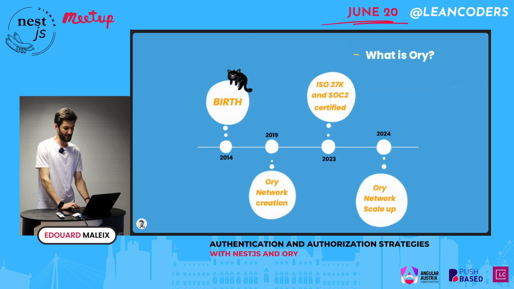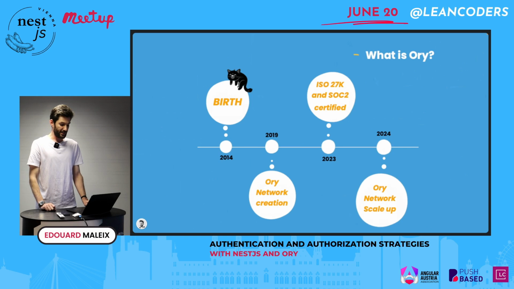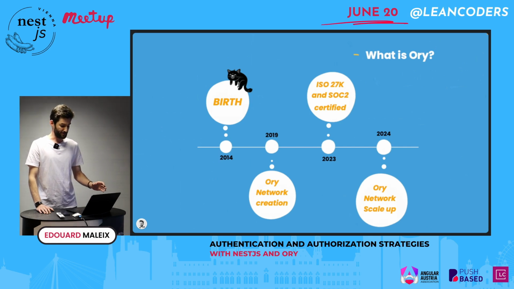So, what is ORY? That's the first question. Here is a quick timeline so that you have an idea of the story of ORY. It started in 2014 as a pure open source project with the intent to provide a complete suite of web application security tools. So it covers authentication, authorization, and even OAuth 2 connectors.